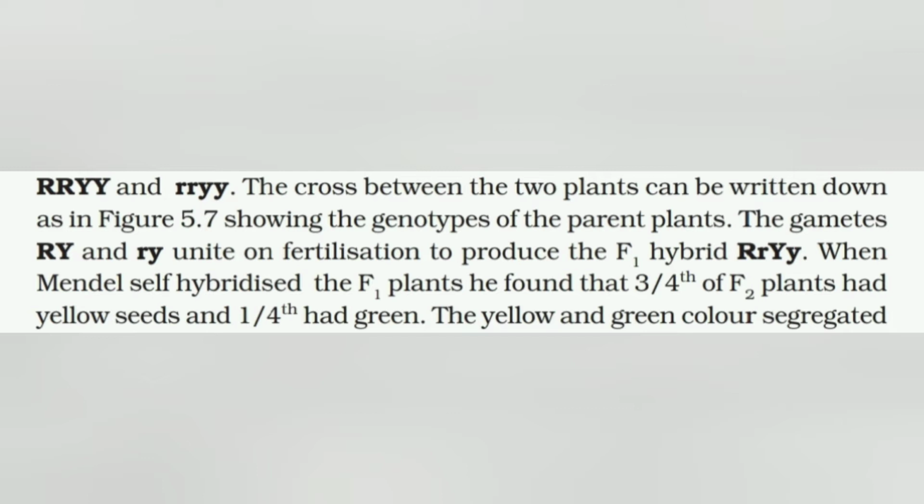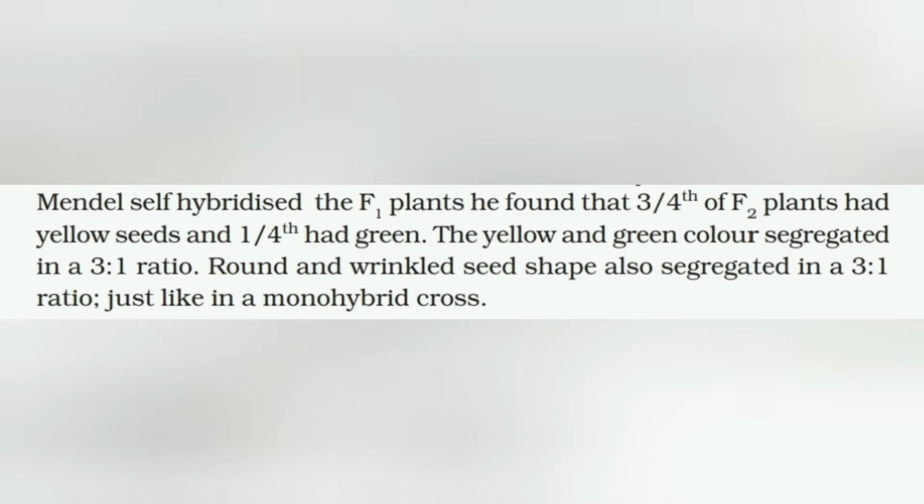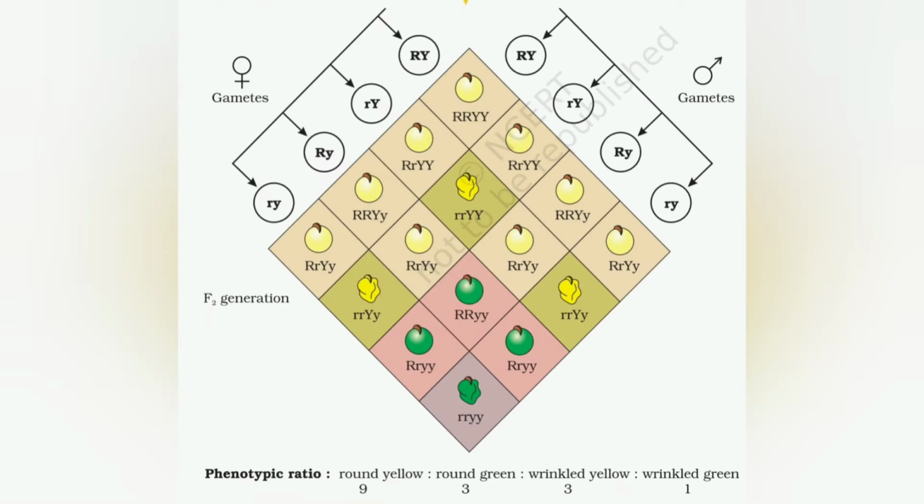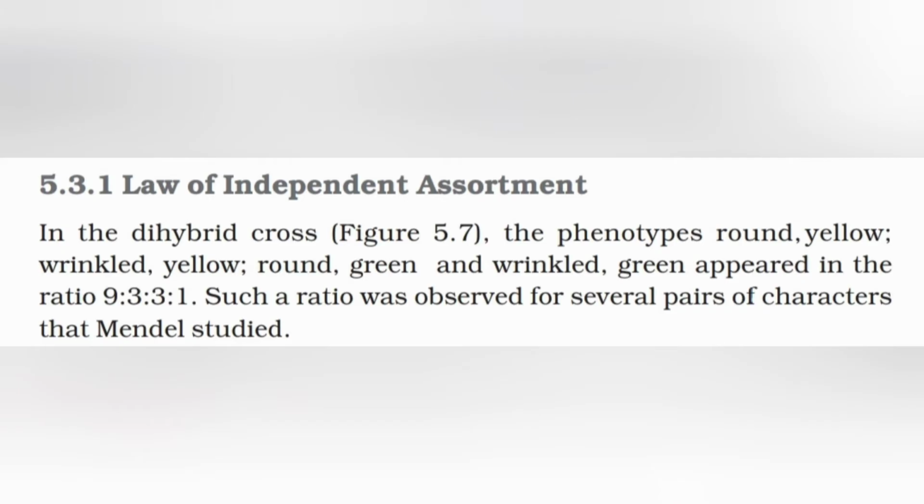When Mendel self hybridized the F1 plants, he found 3/4 of the F2 plants had yellow seeds and 1/4 had green. The yellow and green color segregated in 3:1 ratio. Round and wrinkled seed shape also segregated in 3:1 ratio, just like in a monohybrid cross. Here is the diagrammatic representation of the dihybrid cross. P generation gives gametes and the F2 generation is like this.